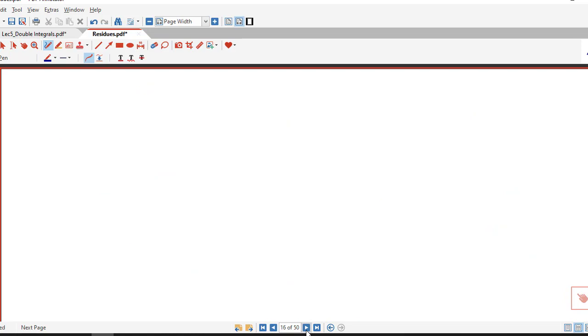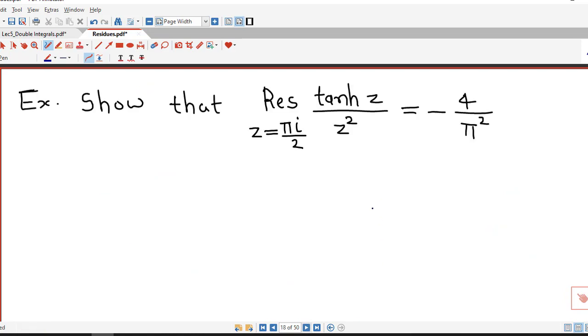We consider one more example. Show that the residue of the function tan hyperbolic z over z square is equal to minus 4 over pi square at z equal to pi I divided by 2. So here we are given a particular point, so we will discuss at this point only. Before that, our function is tan hyperbolic z over z square.